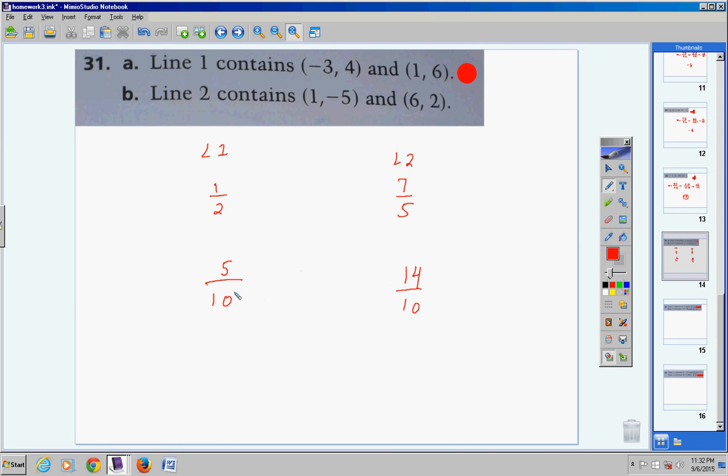So out of these two fractions, which one's bigger? This one, which means this fraction is bigger than this one. So line 2 is your steeper slope, or B, which is the same thing as line 2.